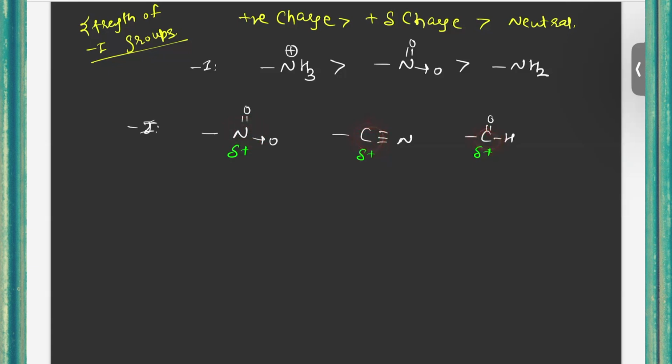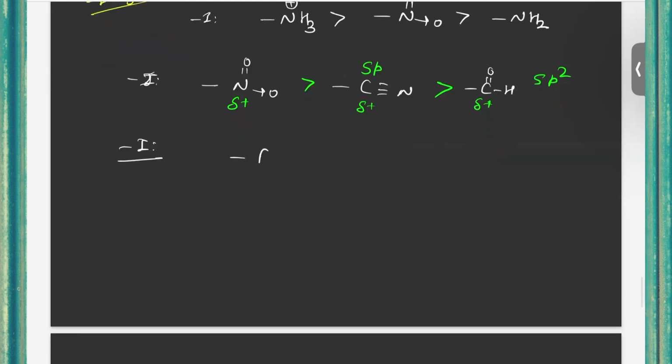So nitrogen is more electronegative than carbon. But these carbons, how to compare them? Because this is sp carbon, this is sp2 carbon, and I told you sp carbon is more electronegative than sp2 carbon. So this will be the order of minus I. Got it? Okay, sir.